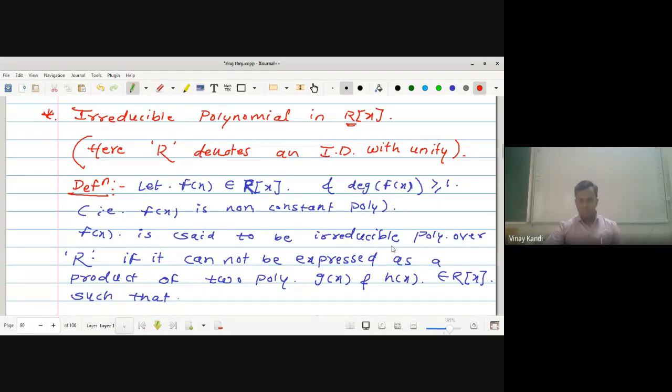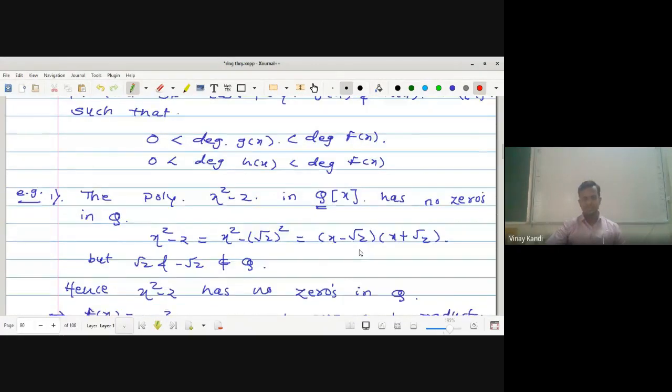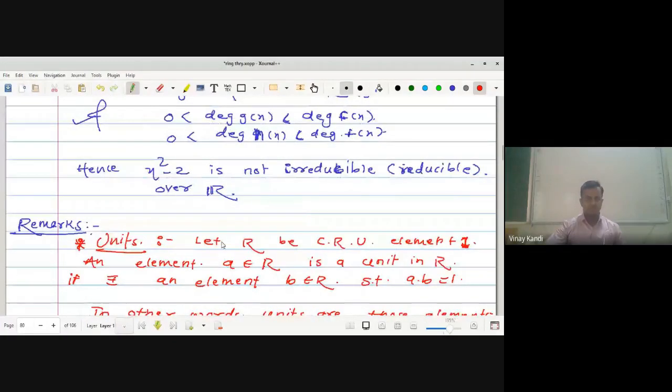Irreducible over R if it cannot be expressed as the product of two polynomials g of x and h of x, both belonging to R of x, such that the degrees of g of x and h of x are strictly between 0 and the degree of f of x. And we saw some definitions.